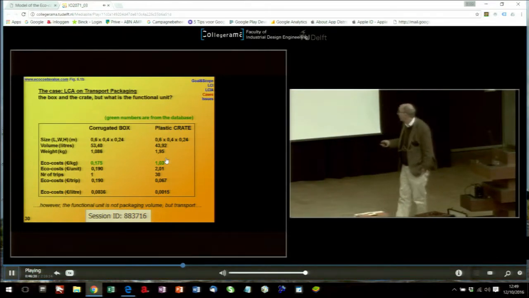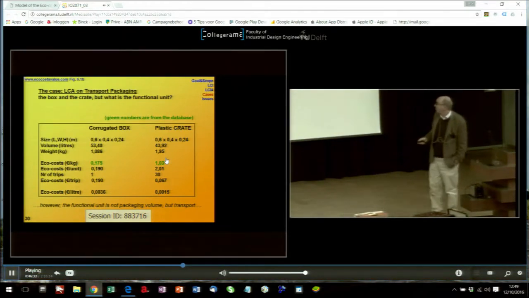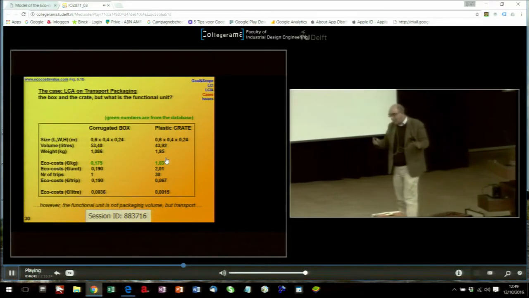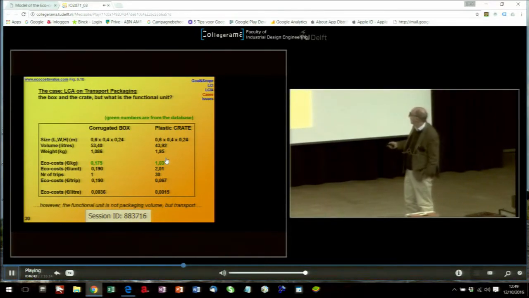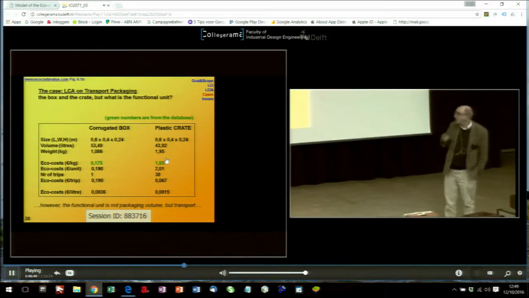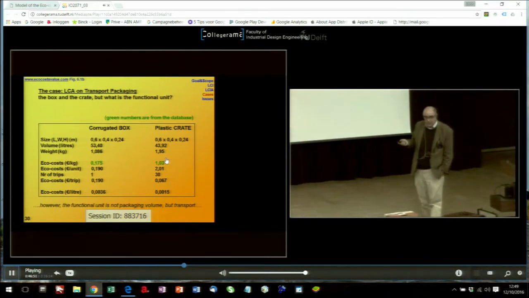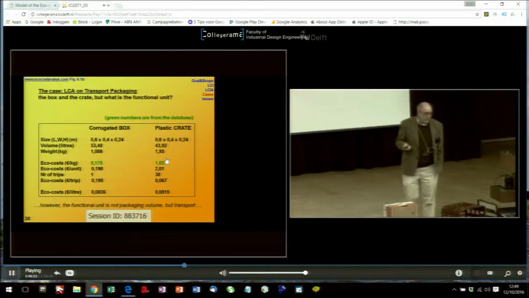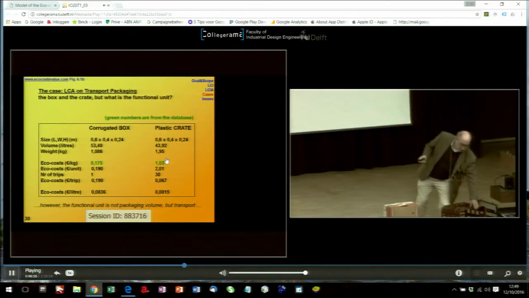And of course we don't need a calculation per crate and box per round trip, but per liter tomatoes that we transport from the warehouse to the retailer shop. After the conversion from round trip to liter, we see now our final score. The students who voted for the crate seem to win so far, since the corrugated board box has twice the eco costs per liter of tomatoes. However, there's still work to do.